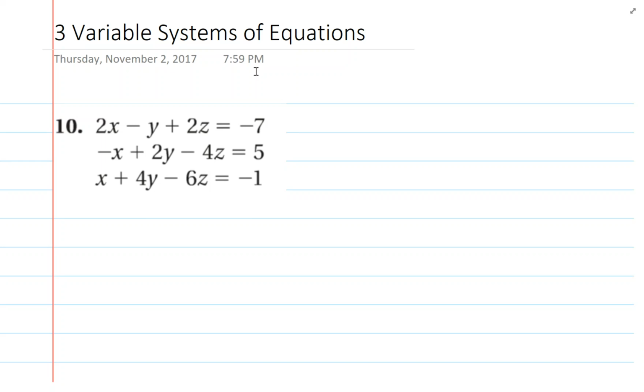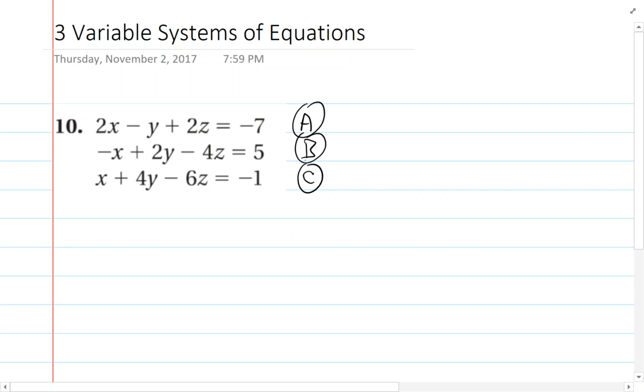Hello everybody. The purpose of this video is to walk you through the steps for solving a three variable system of equations. And in this case we'll have three different equations, and so we can label them A, B, and C. And so we look at this, our goal should be how can I go ahead and eliminate one variable at a time, so that I end up with two variables and two equations.